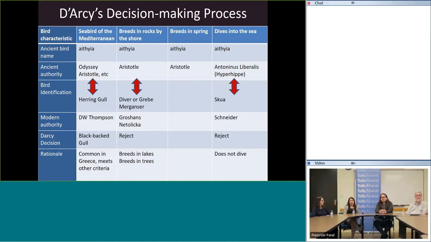Anyway, be that as it may, in between the two editions, there's a scholar of classics, William Warde Fowler, who actually disputed Darcy's claim that it was a gull and said it has to be a shearwater. And his evidence was that Strabo, another classical author, mentions that this Aithyia nests in burrows by the shore, which changed everything for Darcy. And there he went on to use many more of these authorities. And here perhaps Michael wants to comment on these two identifications.